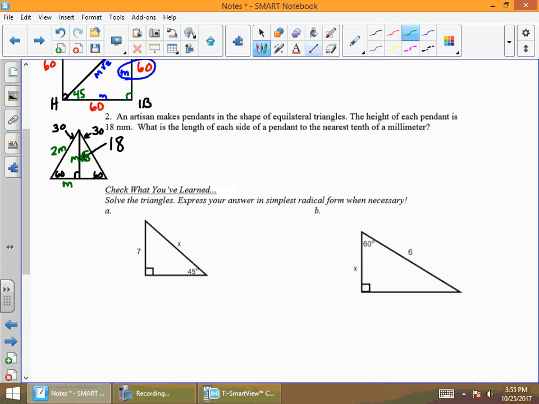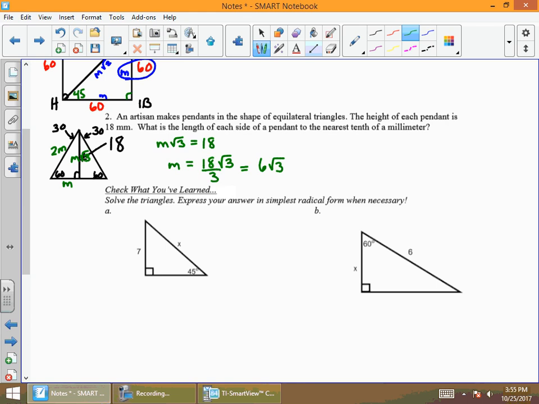So my equation is m radical 3, the long leg, equals 18. Again, using the little shortcut, that means m is 18 radical 3 over 3. And 18 divided by 3 is 6. So 6 radical 3.